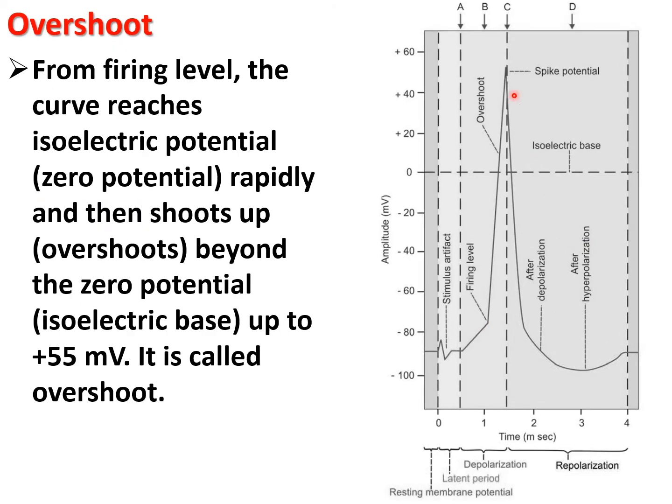Then overshoot. From the firing level, the curve reaches the isoelectric potential or zero potential level. It occurs very rapidly and then shoots up beyond the zero potential, the isoelectric base, up to plus 55 millivolt, and that is known as overshoot.